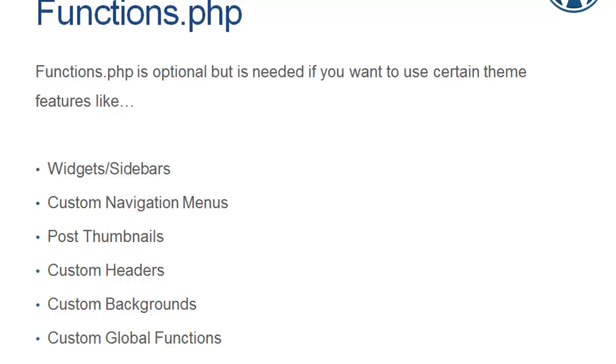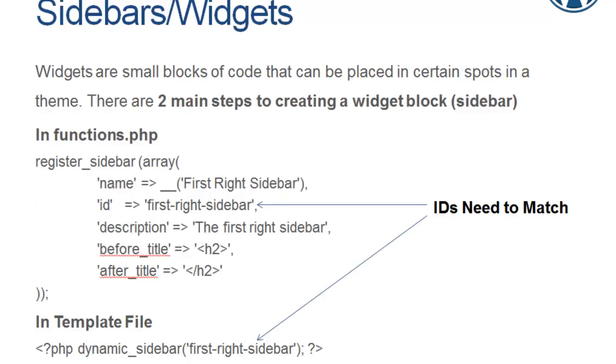So Functions.php is another file that is optional, but if you want to use certain features, you'll need to have it. And here are some of those features: widgets and sidebars, custom navigation menus if you want more than one menu, post thumbnails, custom headers, backgrounds, global functions, and option menus. So if you want to use these parts of WordPress, then you'll need to have a Functions.php file, which I'll get into in the next section.